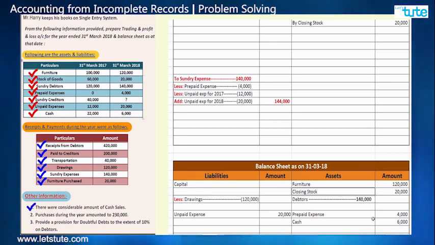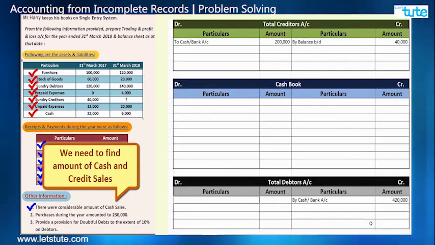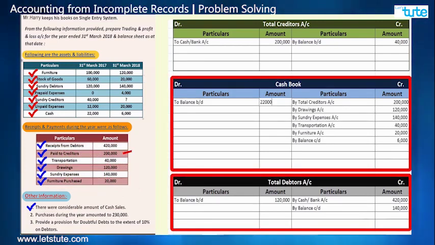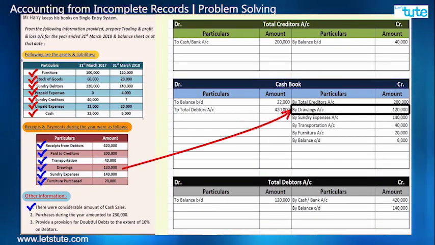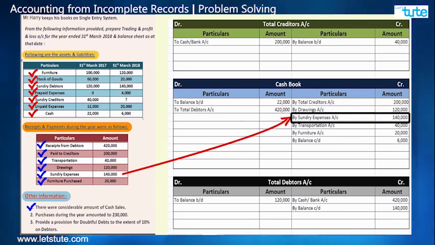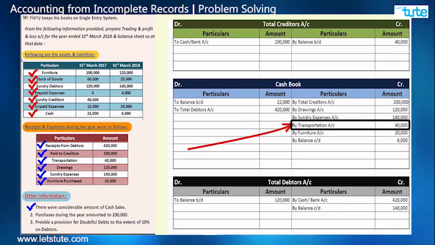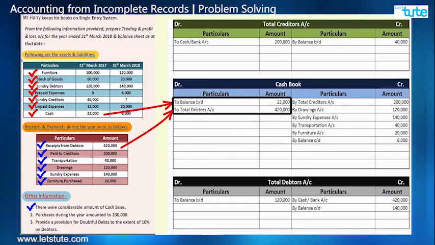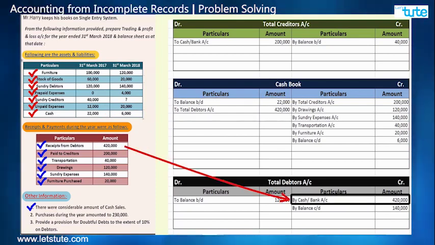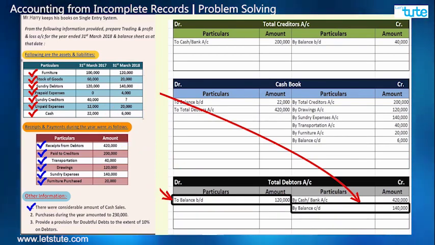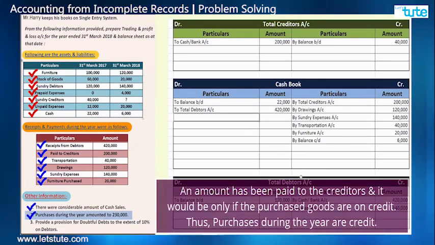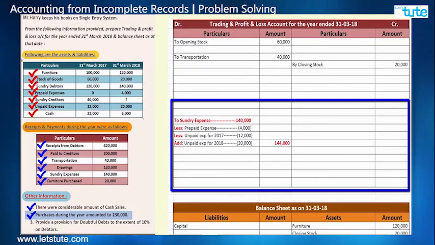Now to find the sales, we have already prepared 2 accounts in working note. So let's post the information related to debtors and cash in their respective accounts. Next is credit purchase. We'll post here in profit and loss account, right?